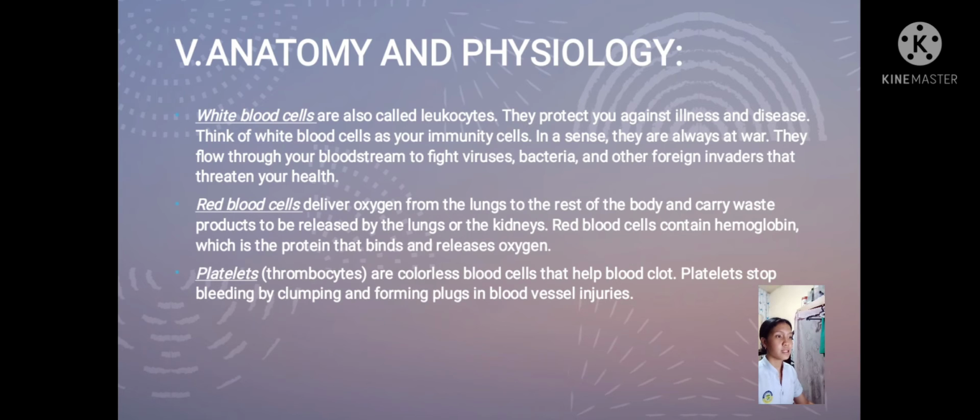The next is red blood cell. Red blood cells deliver oxygen from the lungs to the rest of the body and carry waste products to be released by the lungs or the kidneys. Red blood cells contain hemoglobin, which is the protein that binds and releases oxygen.